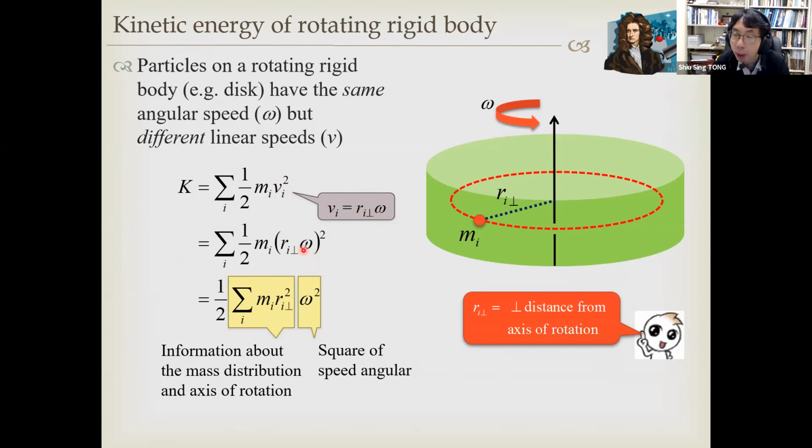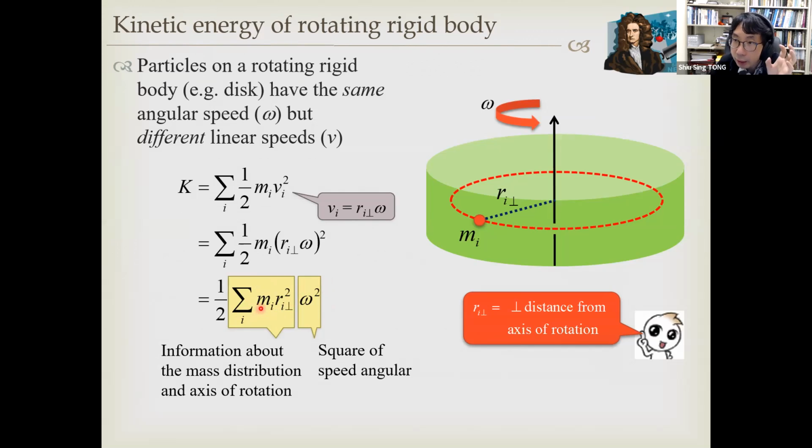Now, if I take the square of this, I find that omega is common to all the particles. All the particles share the same omega, right? The angle turned by each of these particles is the same in equal time. So omega is common to all the particles, and I can take it out from the summation. It's just like a constant multiplying each term in the summation. So I can take the constant out, and what is left in the summation is the sum of m_i r_perp squared.